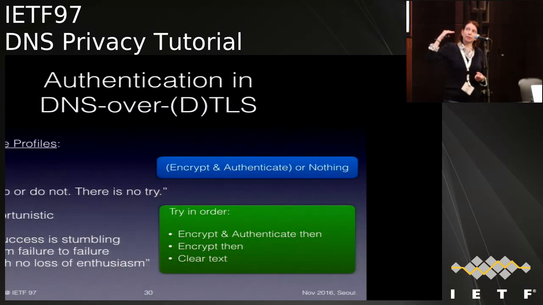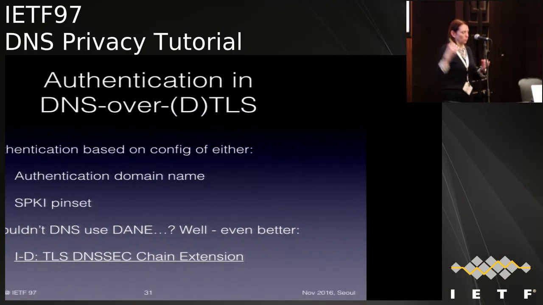So hopefully this is something where opportunistic is a stepping stone to everybody being enabled to do strict, and it's not an issue. But that's something for us to determine as we roll this out. So how do you do this authentication? Well, right now there are two ways specified. One that starts off from a domain name and one that starts off from an SPKI pin set.